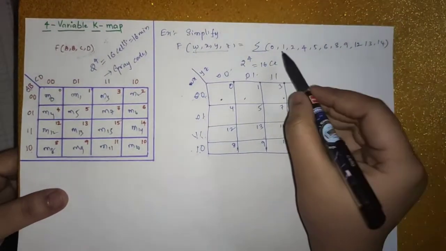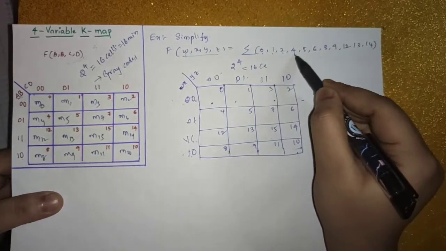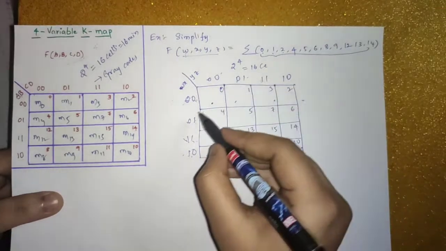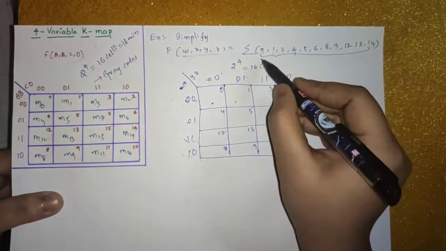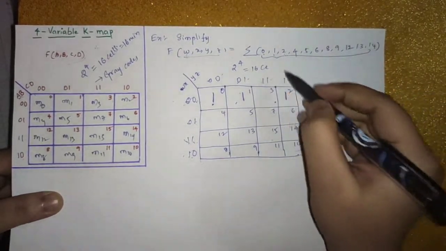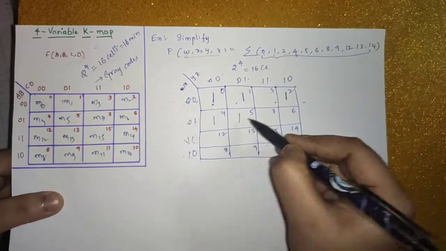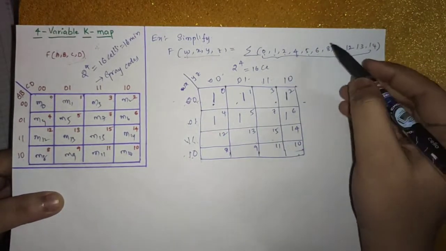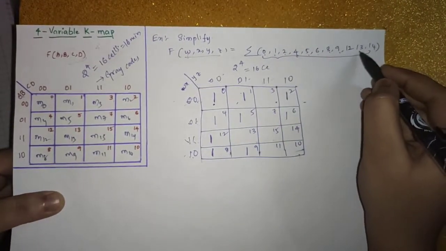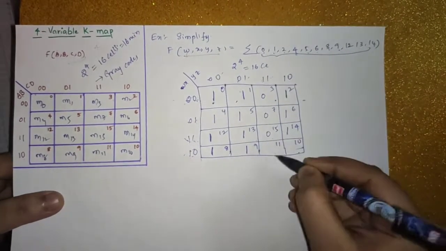So we have written this. They have given the minterms which have the value 1: m0, m1, m2 and so on. Write 1 in their respective minterm cells. So for 0 write 1, for 1 write 1, for 2 write 1 in the second box, and for 4, 5, 6 write 1 in their respective boxes, and 8, 9, 12, 13, 14 as well. The remaining all are written as 0.